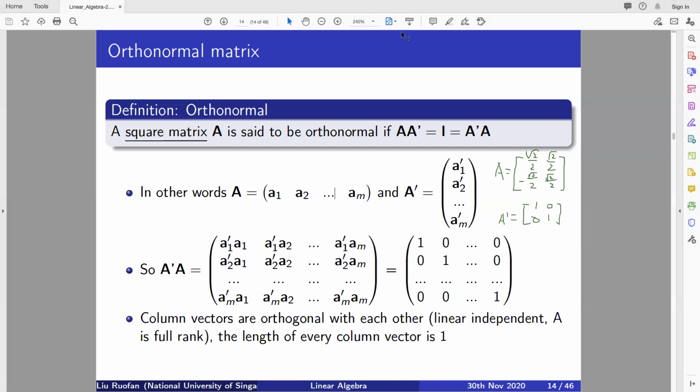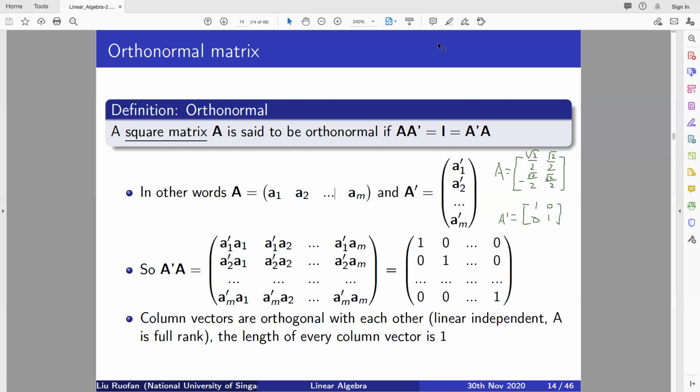So let's say A is equal to an identity matrix. Then the identity matrix times the transpose of identity is still equal to identity. So identity is an example. That's a trivial example.